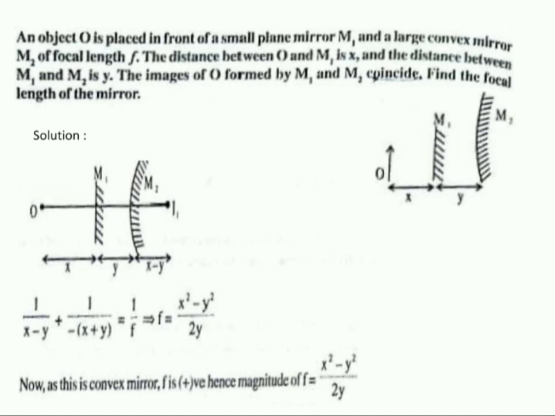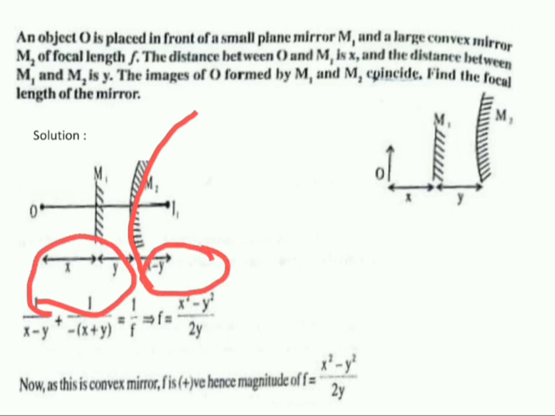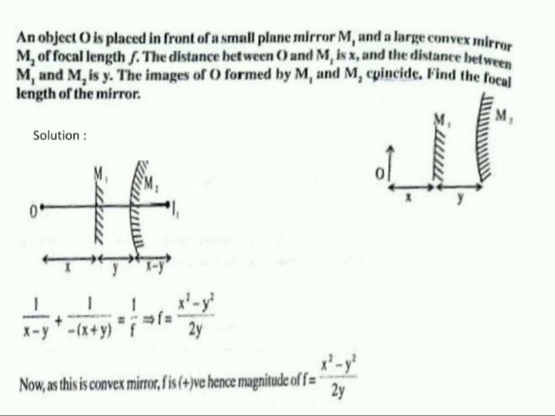Now for the convex mirror, for this convex mirror, object is at a distance x plus y. Image should be at a distance x minus y. Use the mirror formula now. 1 by v plus 1 by u should be equal to 1 by f. Anyway, object distance is taken with negative sign. So, substitute in your mirror formula, then you can get the focal length as x square minus y square by 2y. Okay, so it's a simple question where the two images have to coincide.